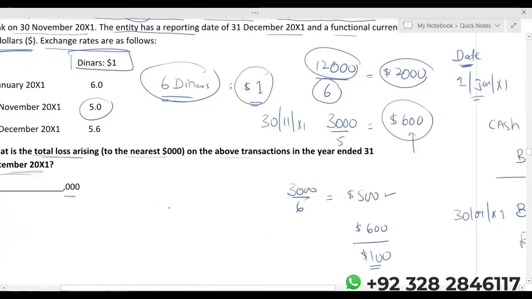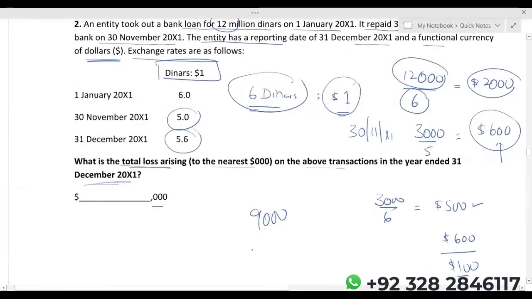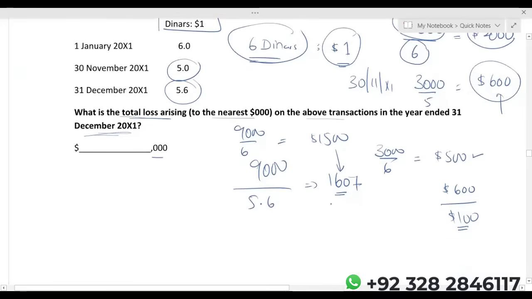Now, we are left with 9,000 dinars. Why 9,000 dinars? Because out of 12,000, we have just paid 3,000. And the bank loan is a monetary liability, so we have to retranslate the remaining loan by using the closing rate. Closing rate means the exchange rate on the SOFP date, which they have given us as 5.6. Simply 9,000 divided by 5.6 gives me 1,607. Initially, the entire 9,000 was translated by using the rate 6. So logically, your 1,500 loan now becomes 1,607. A rise in the loan is a loss for the company. So this 107 is an exchange loss.